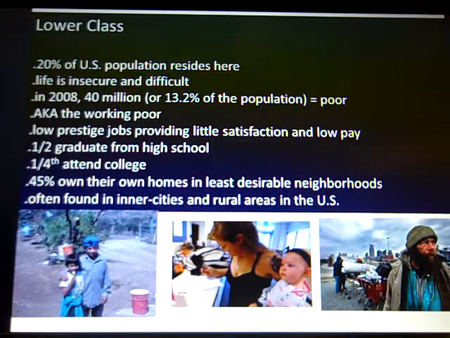Then we get to the lower class. Twenty percent of the population resides here. Life is very insecure and quite difficult. In 2008, 40 million people were defined as being poor, also referred to as the working poor, or people in the lower class. Again, even more eye-opening statistics.